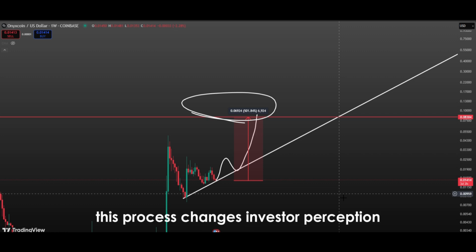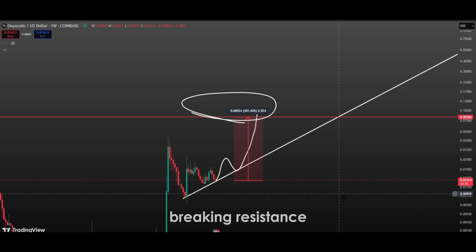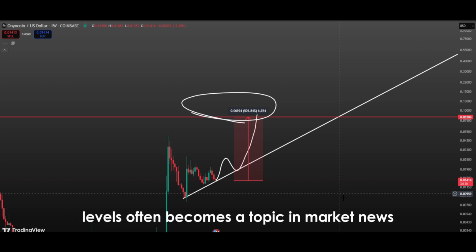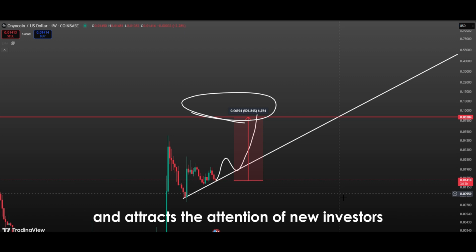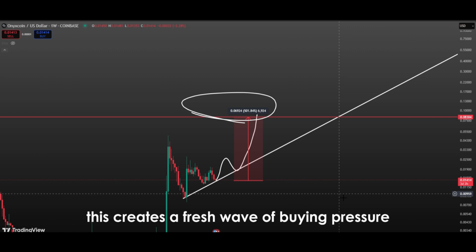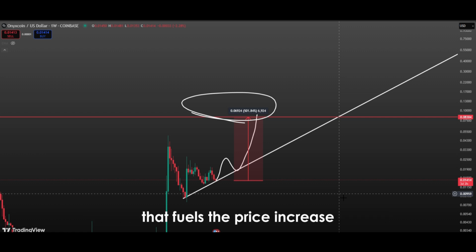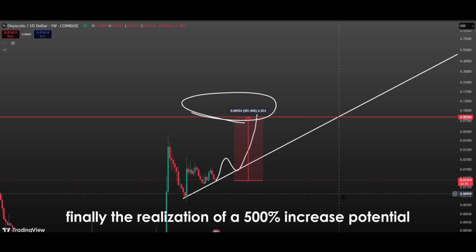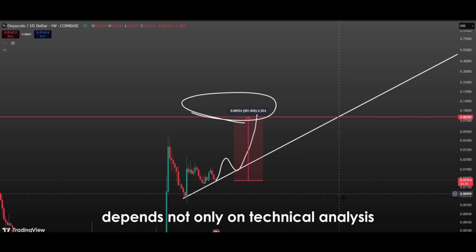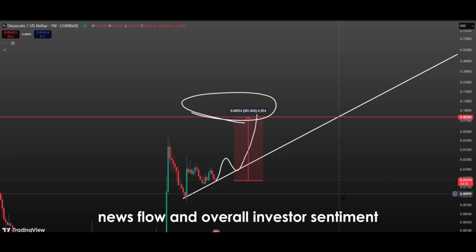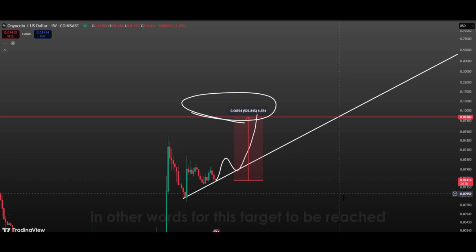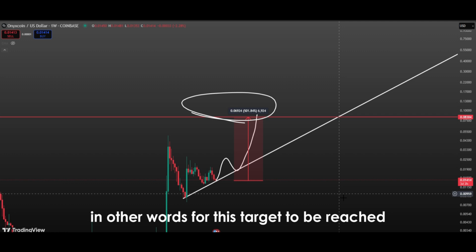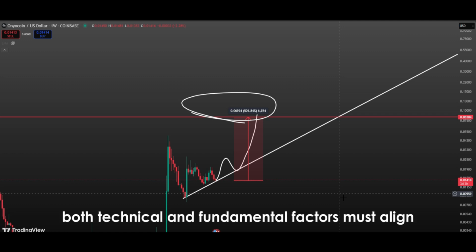Psychologically, this process changes investor perception. Breaking resistance levels often becomes a topic in market news and attracts the attention of new investors. This creates a fresh wave of buying pressure that fuels the price increase. Finally, the realization of a 500% increase potential depends not only on technical analysis, but also on market conditions, news flow, and overall investor sentiment. In other words, for this target to be reached, both technical and fundamental factors must align.